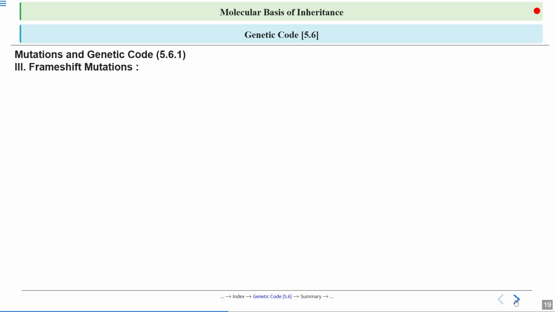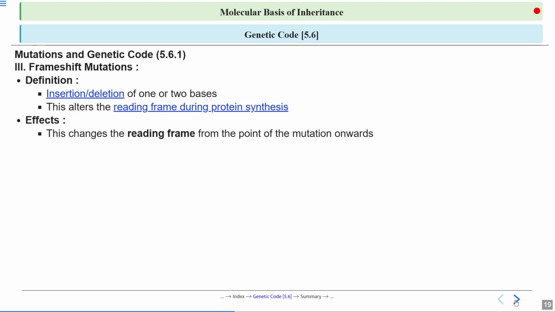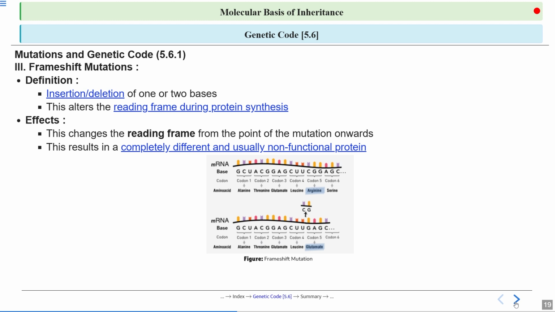Now after this point mutation, let's talk about frame shift mutation. What is the definition of frame shift mutation? It is the insertion or deletion of one or two bases. This alters the reading frame during protein synthesis. What are the effects? This changes the reading frame from the point of mutation onwards. This results in a completely different and usually non-functional protein.